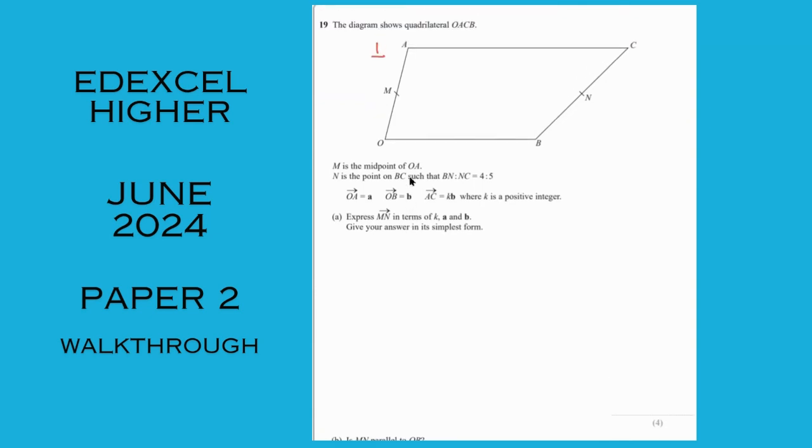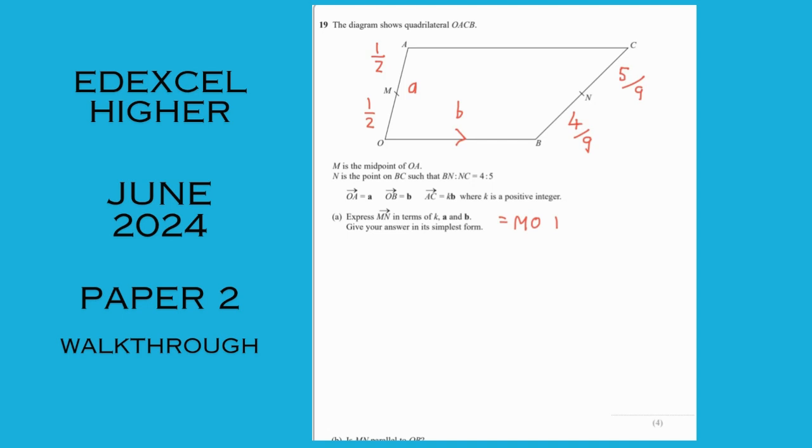Next, on to a not so friendly vectors question. Now, as soon as I read midpoint, I stick on halves because they're worth a half each. As soon as I see that OA is A, I label it. OB is B, I label it. We're told that BN and NC are 4 to 5. So again, fractions, 5/9 and 4/9. And at the top, we've got the KB. We'll worry about that later.